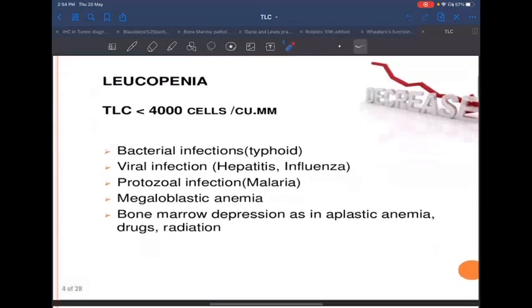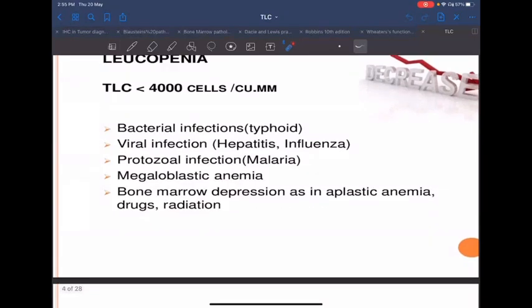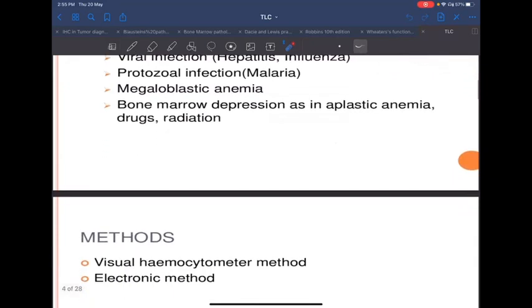Leukopenia is TLC count less than 4,000 cells, and it can be seen in infections like bacterial, viral, or protozoal, and also in megaloblastic anemia or bone marrow depression, as seen in aplastic anemia.